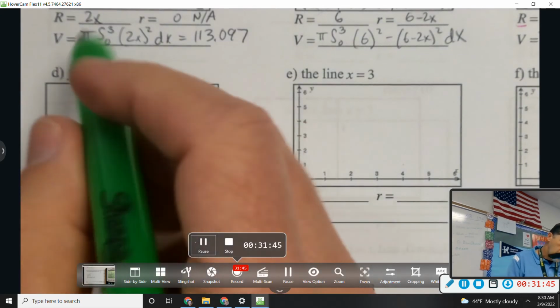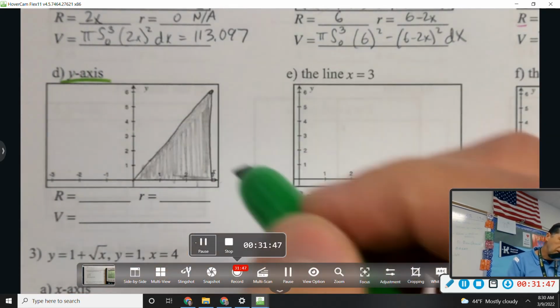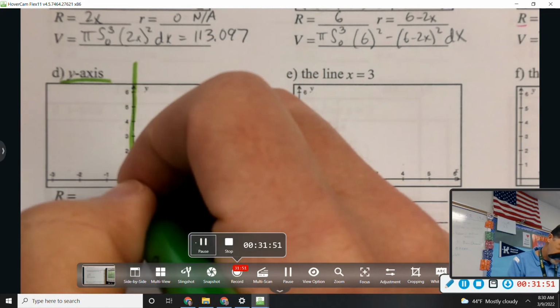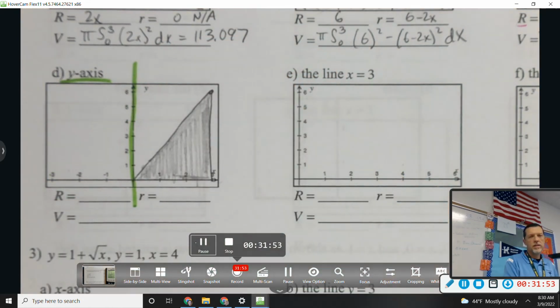All right, this time we're going to rotate it around the y-axis. Okay, so we have to change our brain a little bit, right? Instead of rotating around an x-axis thing, we have to rotate this way. First job, though, is to just do the mirror part.